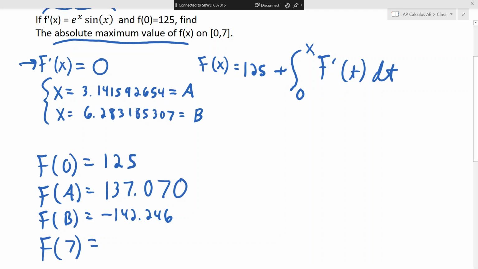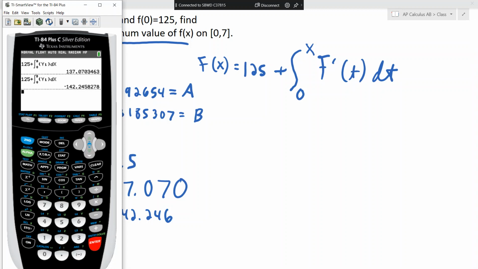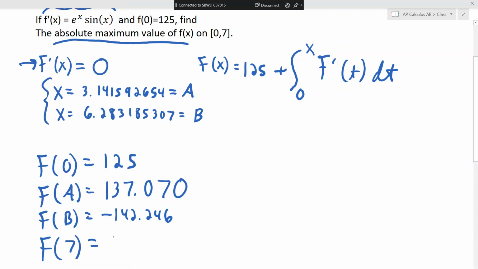Okay? And then we got to find f of 7. So I'm going to go back to my calculator and hit second, enter, and go back and change that to a 7. Enter. And we get 72.3595.